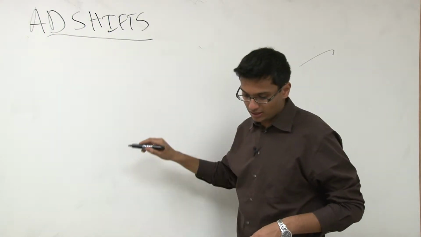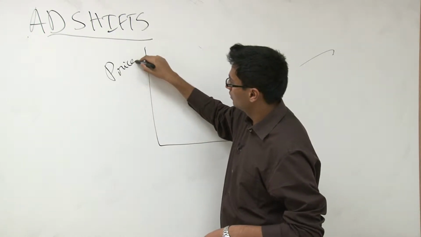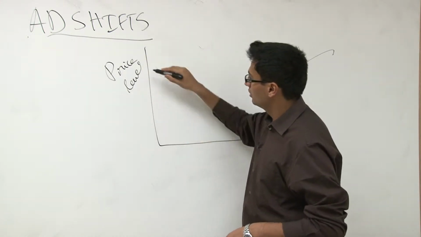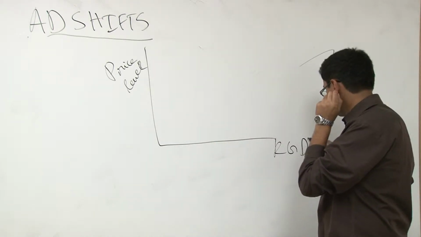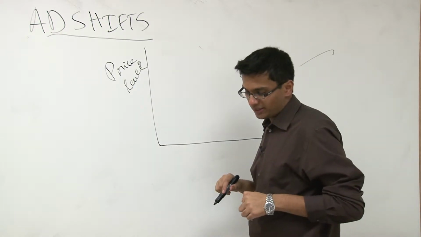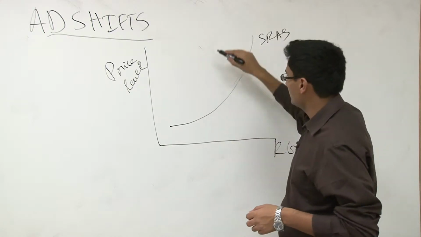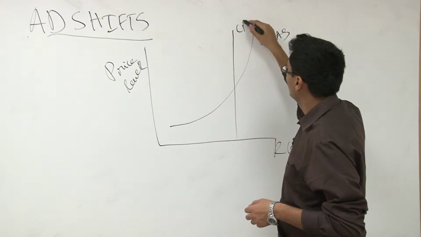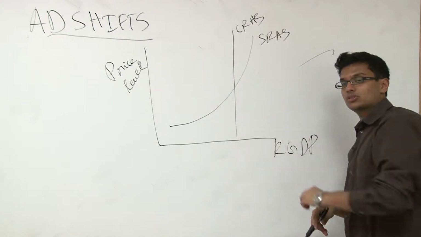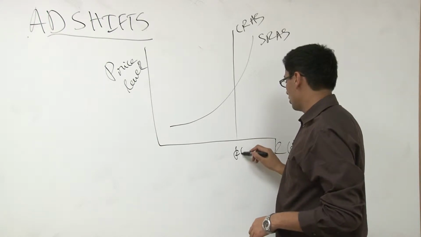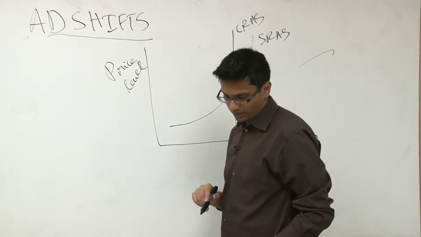All right, so shifts in AD. You've got price level and then you've got RGDP. Things don't change much there. You've seen all of this before. You've got the SRAS graph, and you've seen the LRAS graph at full employment. Again, LRAS stands for long run aggregate supply. SRAS stands for short run aggregate supply. Okay, good. RGDP F, as in full employment.